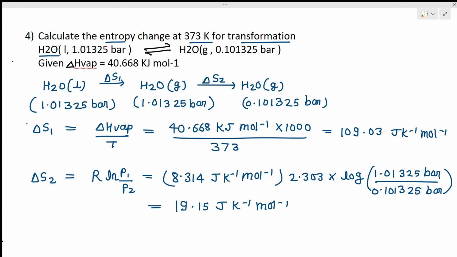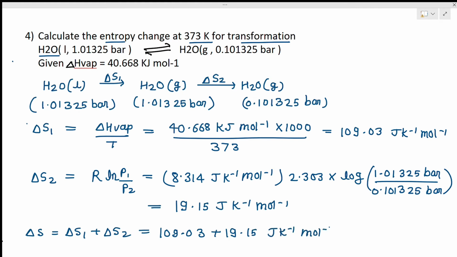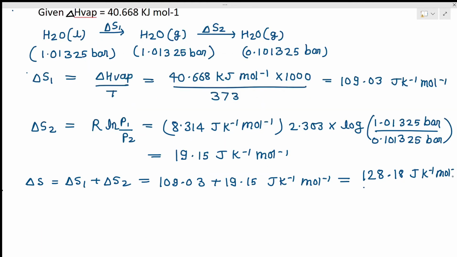Now, the total entropy change, del S, will be given by the summation of del S1 plus del S2. It means this will be equal to 109.03 plus 19.15 joule per Kelvin per mole. So your answer will be 128.818 joule per Kelvin per mole. This will be your answer. So in this way you have to do this question. Now see the next question.